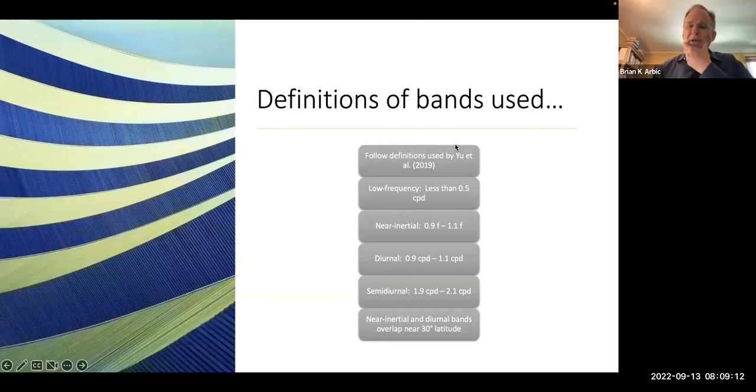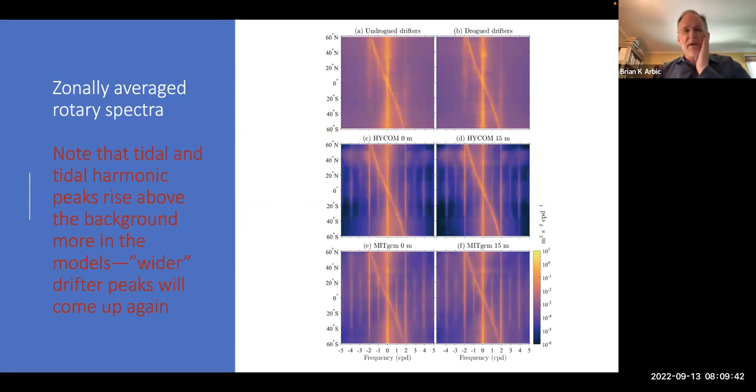So for the band definitions, we follow what was done by Yu et al., which was a motivating paper for us. Low frequency is less than 0.5 cycles per day. Near inertial is 0.9 to 1.1 f. Diurnal is 0.9 to 1.1 cycles per day, which means that the near inertial and diurnal bands overlap near 30-degree latitude. And then semidiurnal, their definition is 1.9 to 2.1 cycles per day. So we just compute the frequency spectrum and then integrate in those bands.